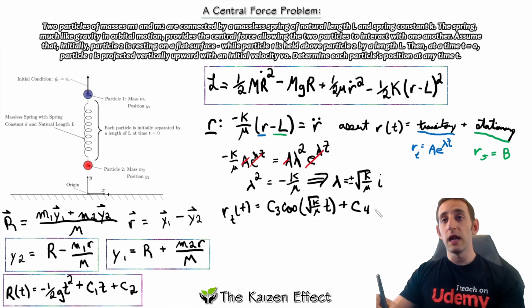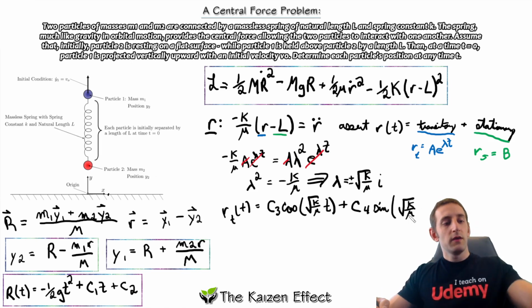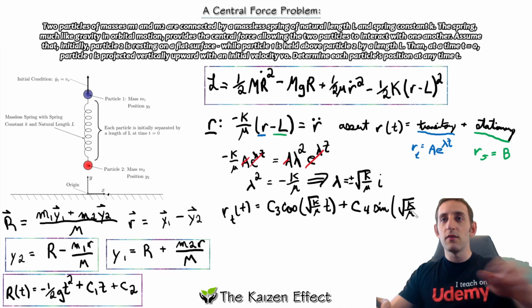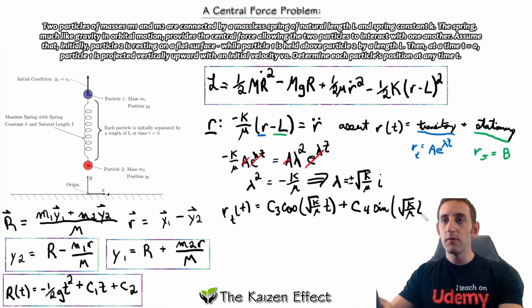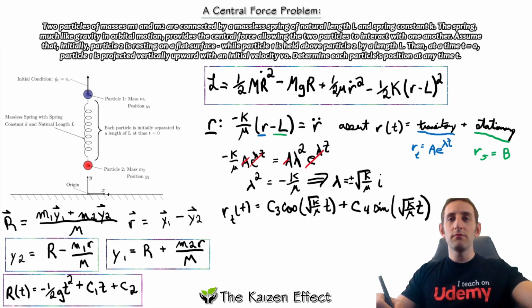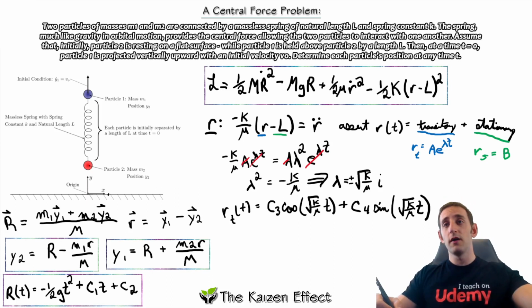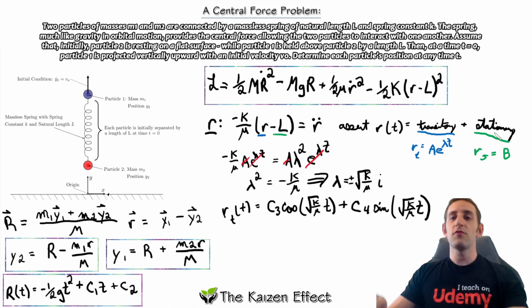And again, I'm assuming you have seen this before, so I'm not going to write out the Euler identity. Root k over mu, t, as such. And all that's left now is really to find a solution for our constant part, the steady state, basically accounting for this L term here.